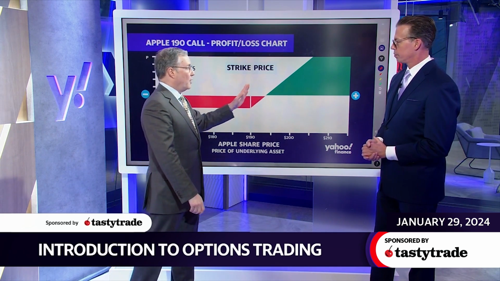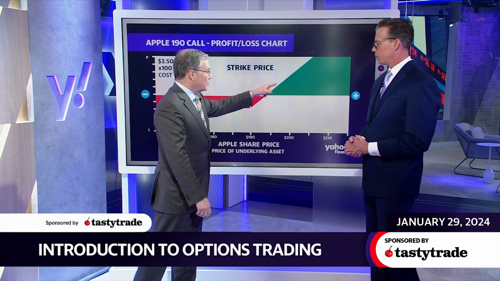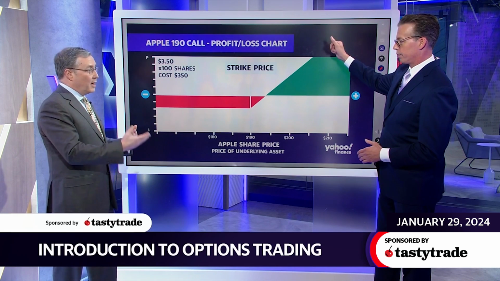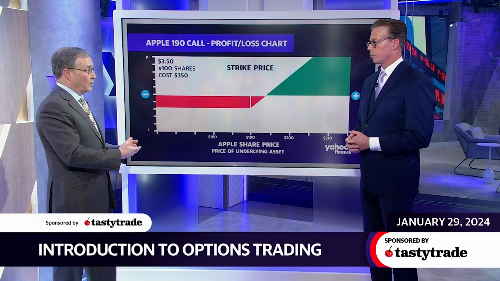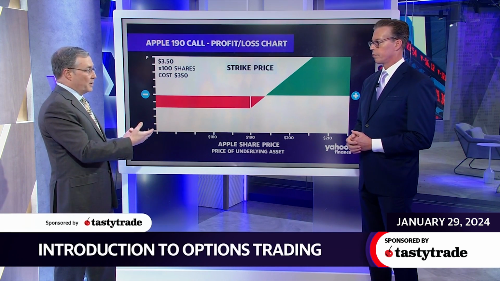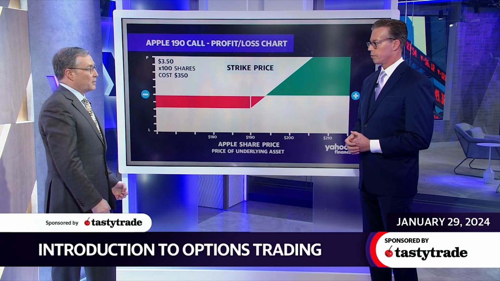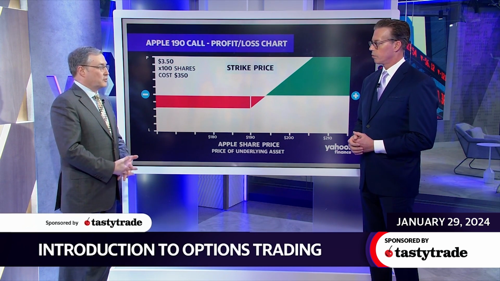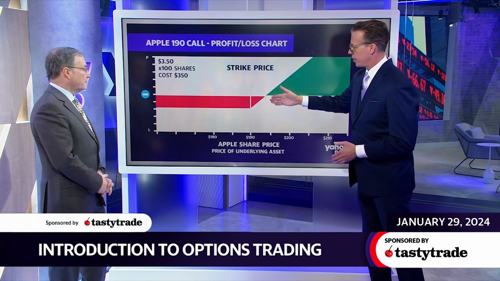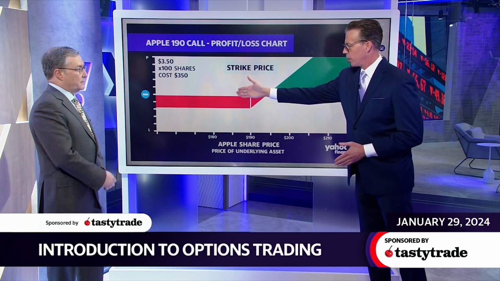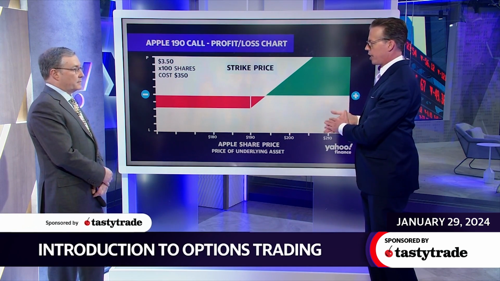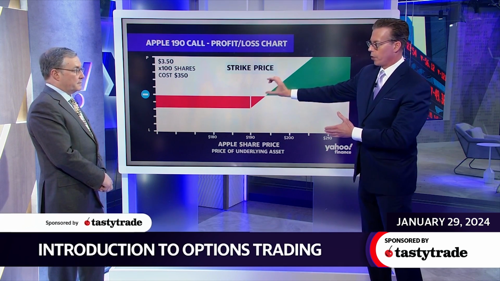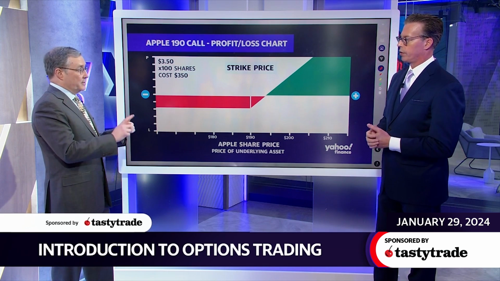On the other hand, the appeal of options is you can see how fast that line accelerates. If you get above that 190, $3.50 hurdle, the strike price plus the premium paid, it can accelerate very quickly, and that's the appeal that keeps people trading options. Another thing is, the red line never goes any lower. No matter how much Apple's share price decreases, you're only going to lose that fixed amount. That's true. It's very defined risk.